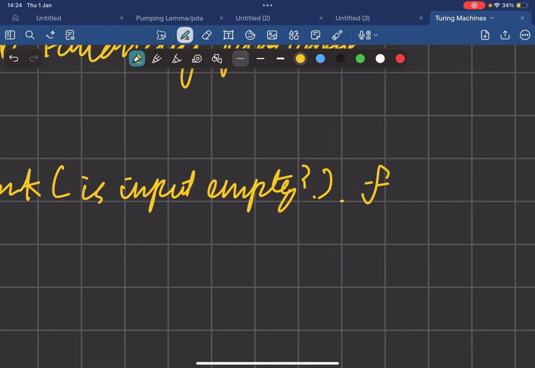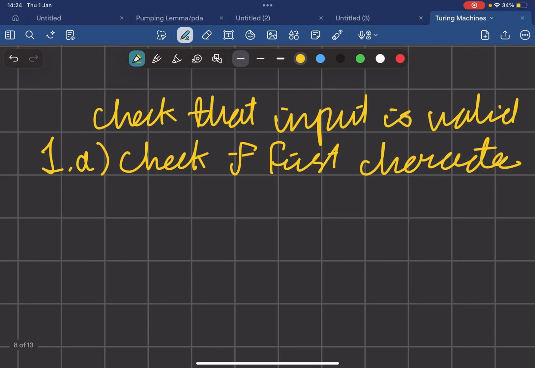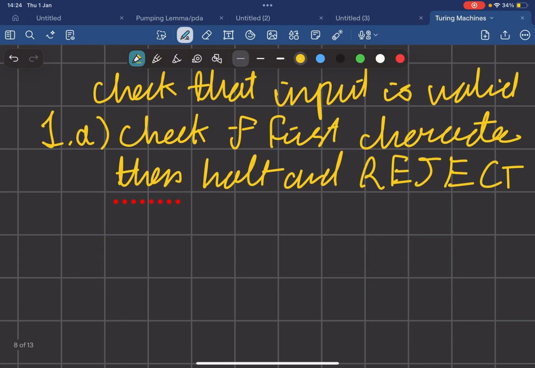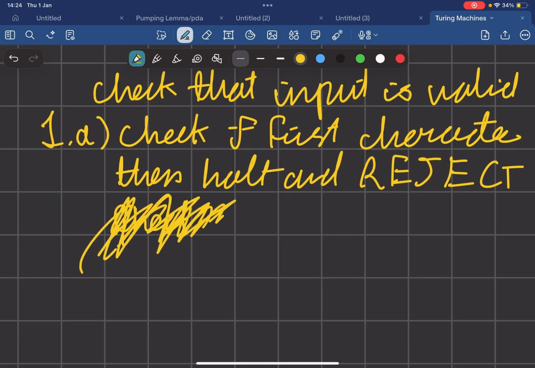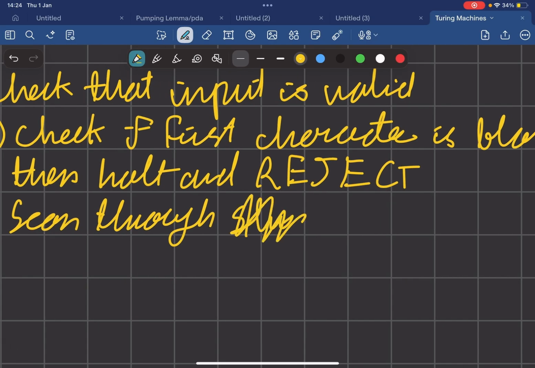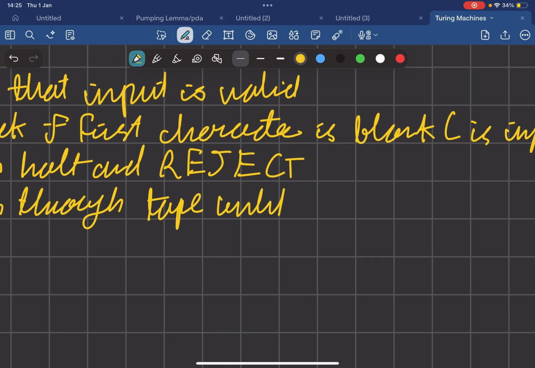And if it is blank, then we want to halt and reject. Okay, next we want to check if there's at least one 0. So scan through the tape until the first blank. So that would be the end of the input.